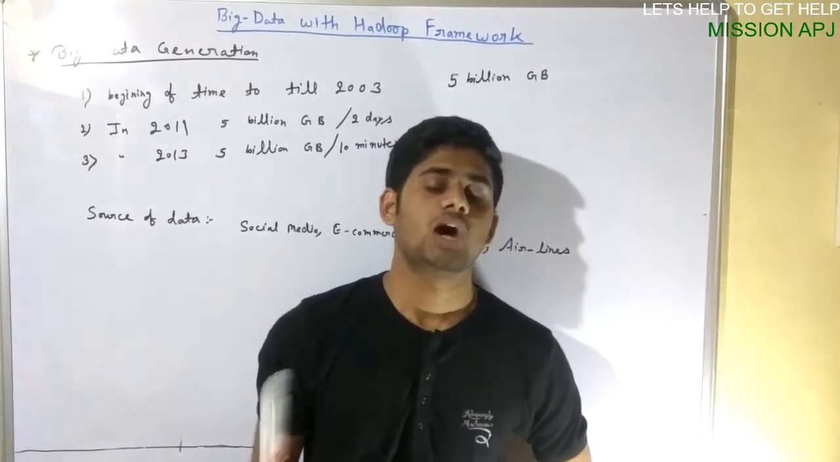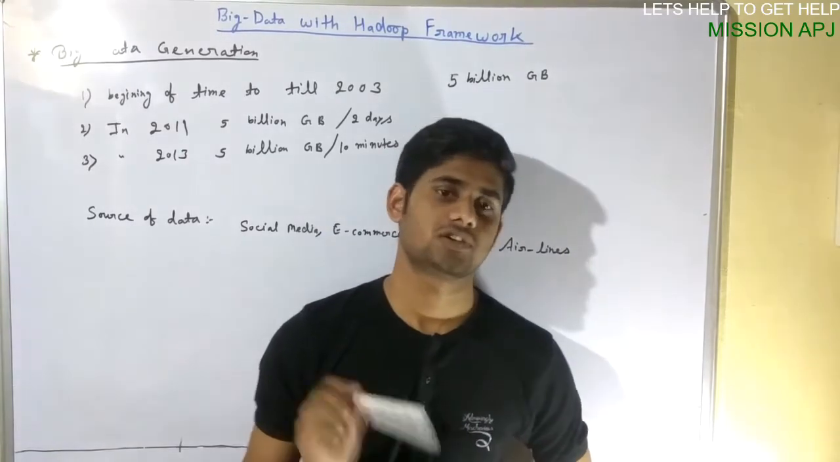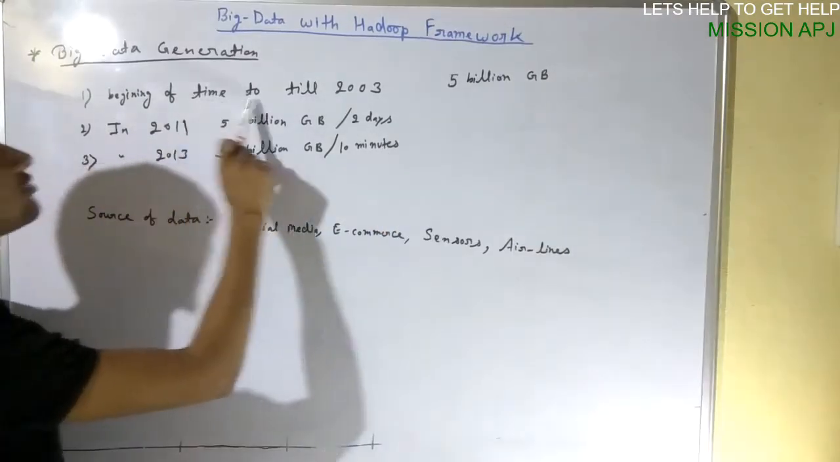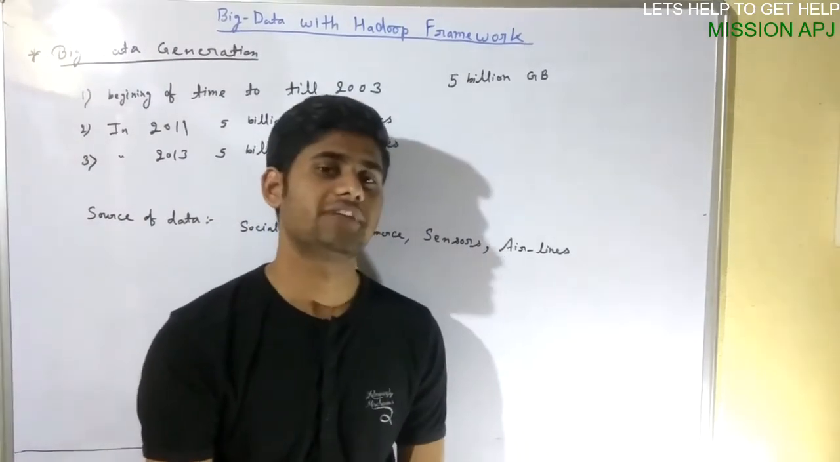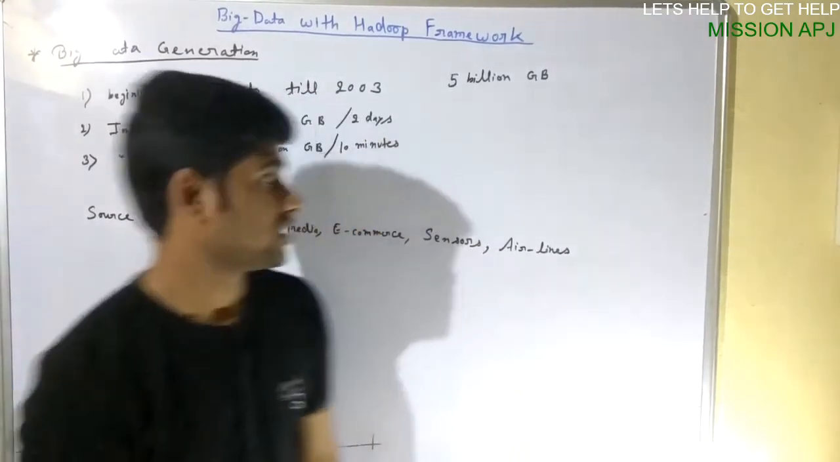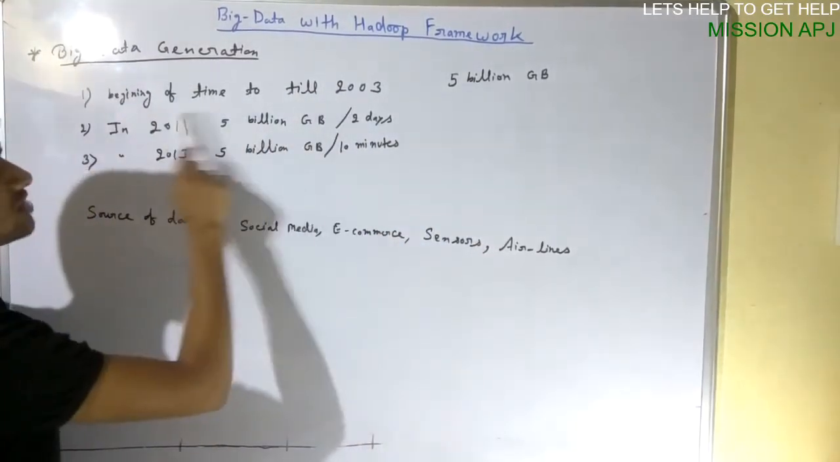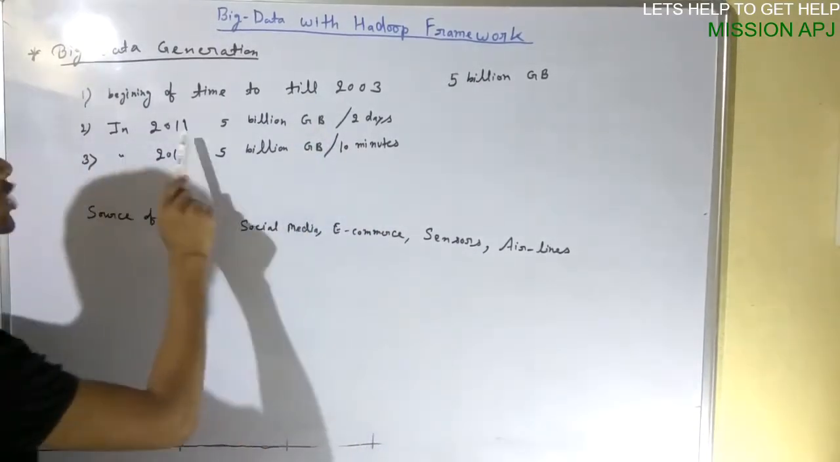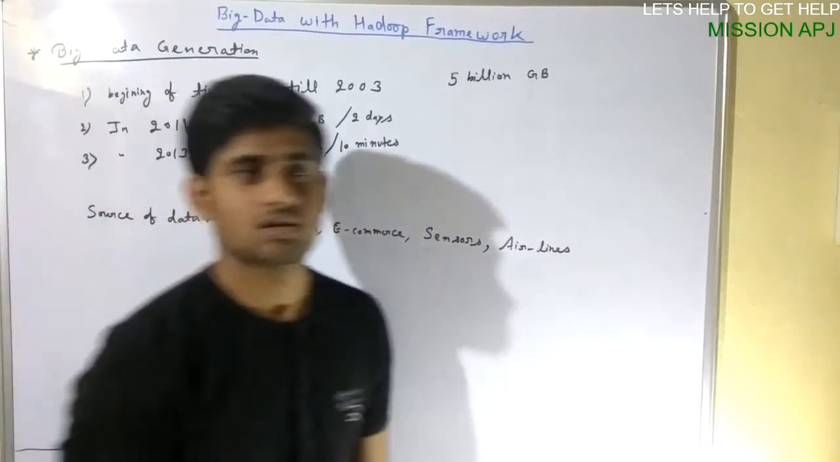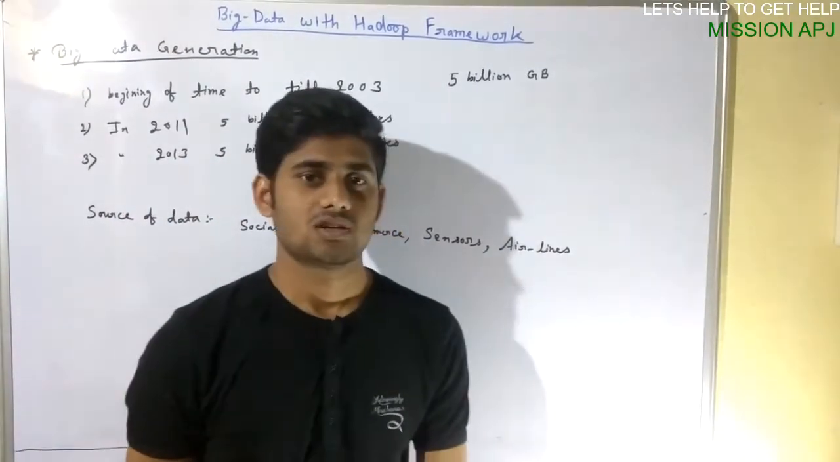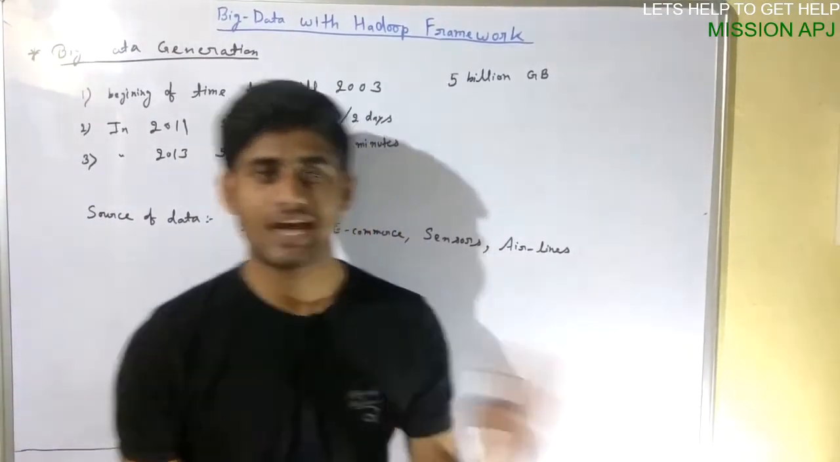Let us understand how big data has been generated till now. From the beginning of time till 2003, 5 billion GB, that is gigabytes, of data was generated. Again, in 2011, 5 billion GB of data was generated per 2 days. So see how the difference has come.